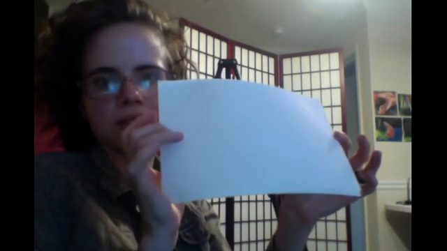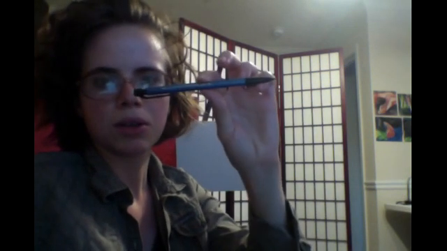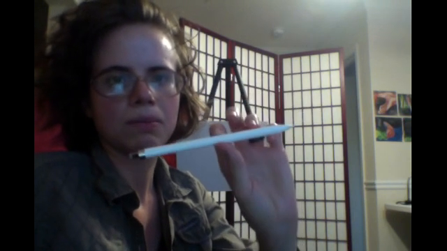Grab a sheet of paper. I have little sheets of paper, but you can have a larger one. A pencil to start with, and some sort of straight edge. It could be a pencil, it could be a ruler. I'm just using the Apple Pencil right now. And an eraser. And a pen.